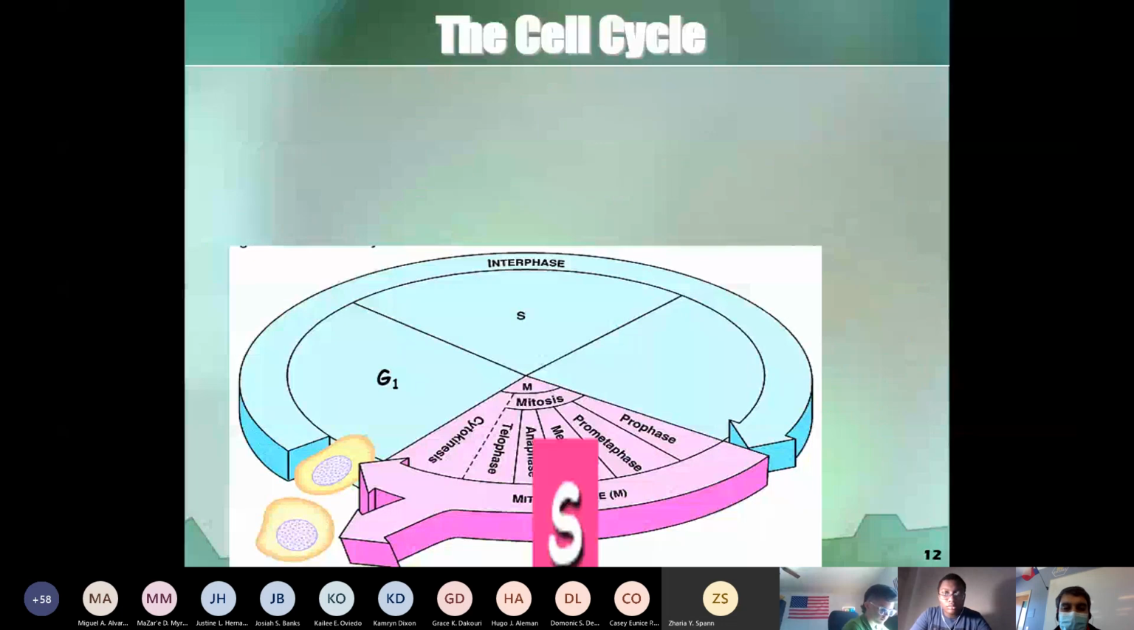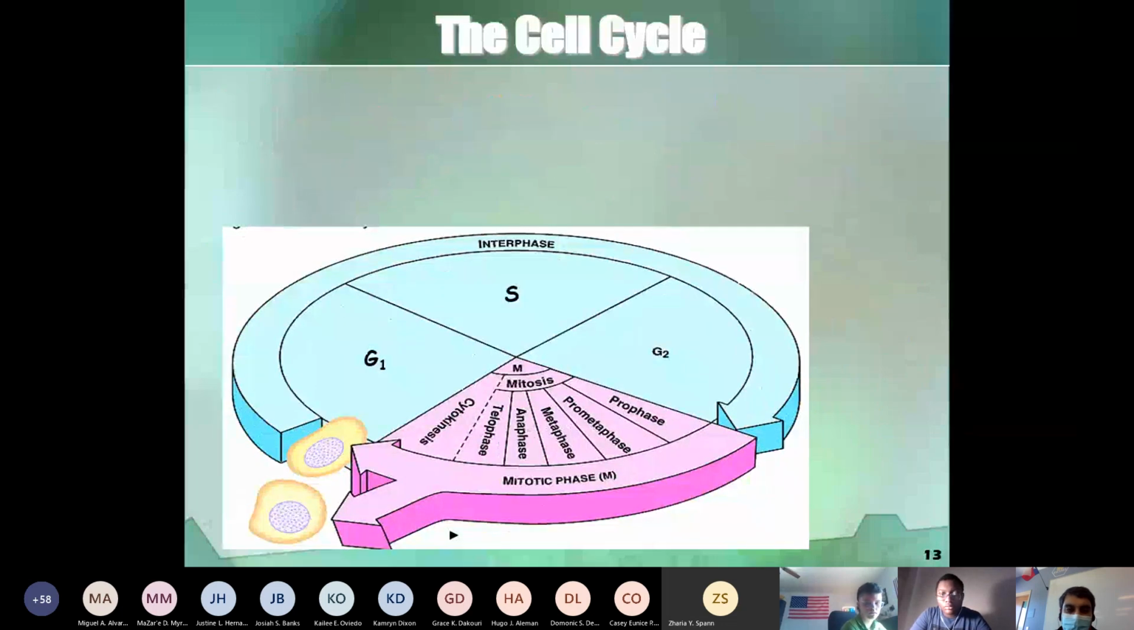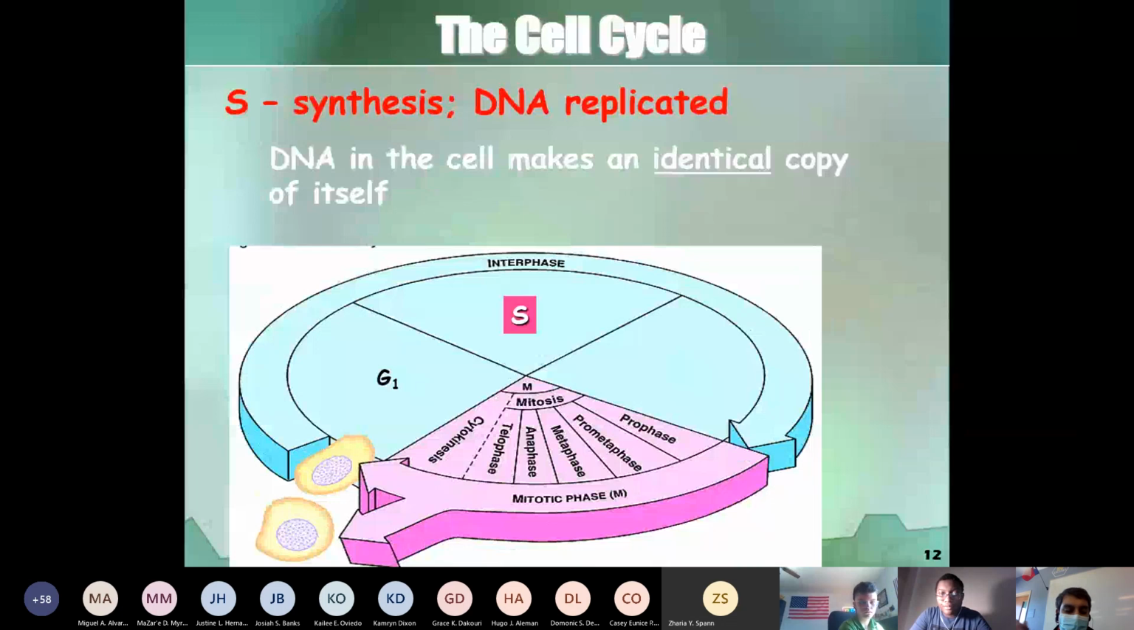Okay, the S phase. Can I get someone to read this one? Yes. Go for it. Sydney: S is DNA replicated. DNA in the cell makes an identical copy of itself.